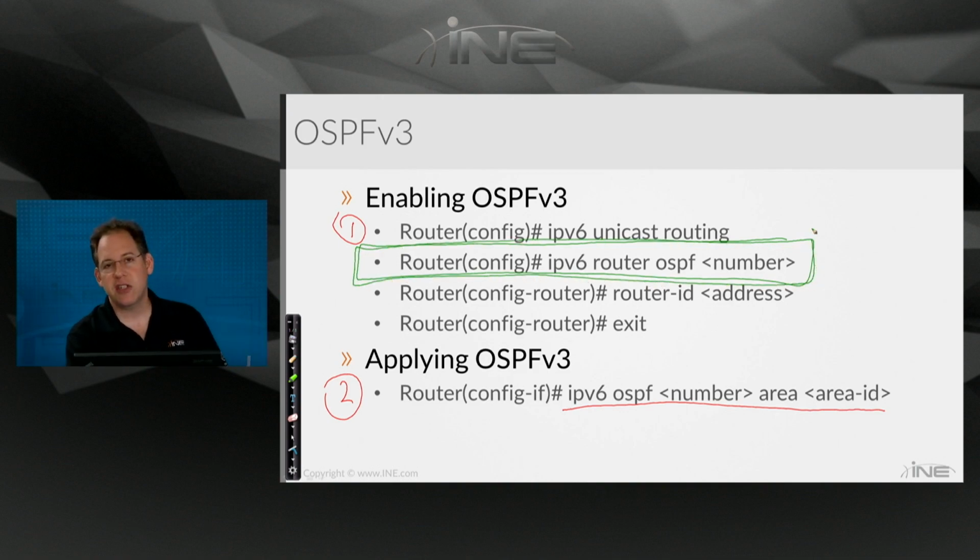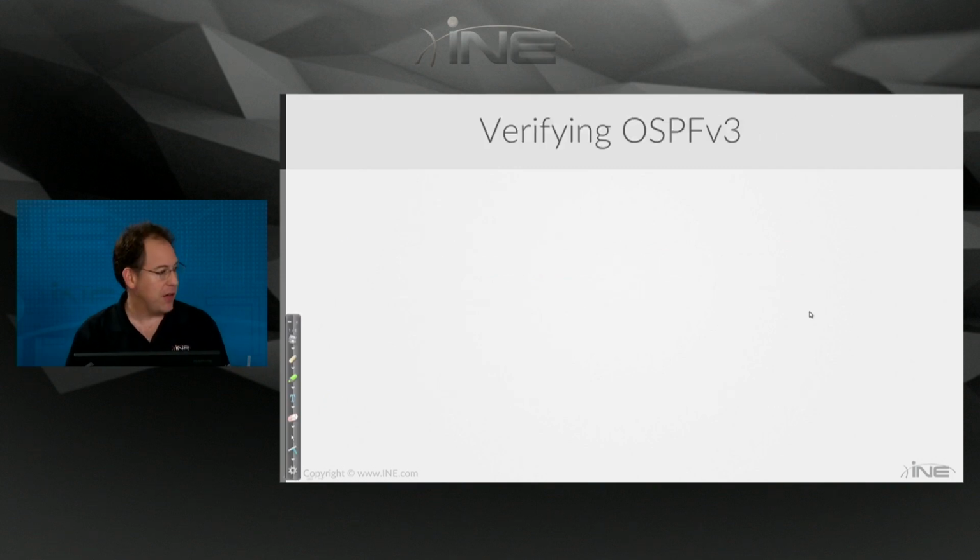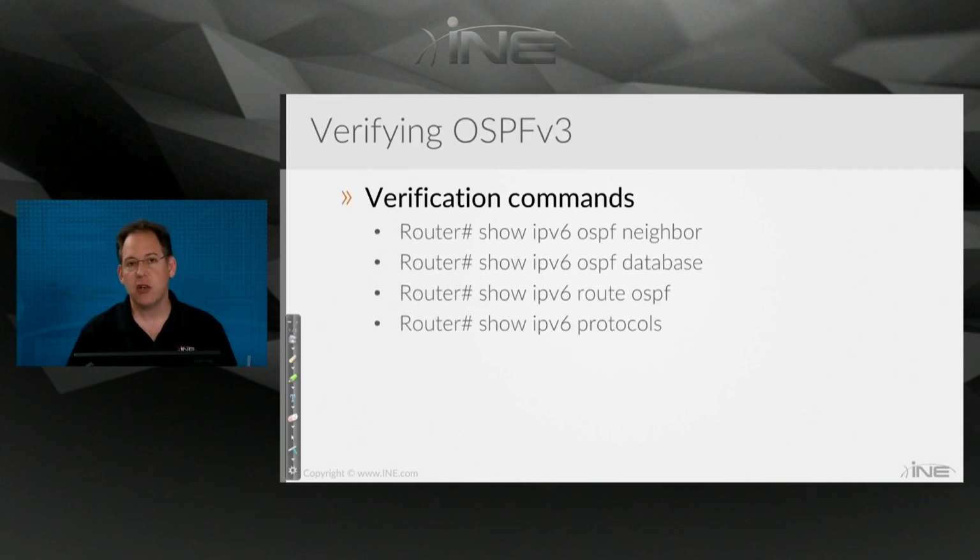With newer versions of Cisco IOS, you should not have to do that, but with some older versions, you would. And also, if you need to manually set the router ID because you don't have any IPv4 addresses on your box, this is how you would do that. And that's it. That's really all there is for configuration of OSPF. And as far as verification is concerned, it's all the same show commands that we already talked about. Just replace IP with IPv6.